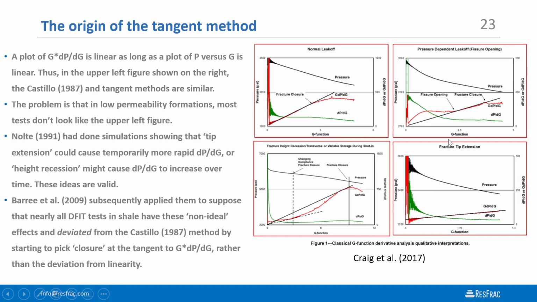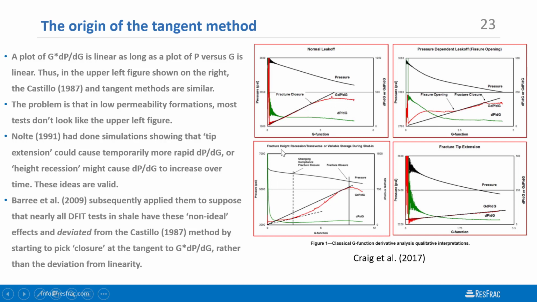Now, there's some other interpretations here. This fracture tip extension one here, sometimes we'll see a test where it looks like G times dP/dG goes up forever. The whole test, weeks it could go up. And they actually will argue that the crack has not closed, because if we don't see G times dP/dG get to the peak, the crack's still open. So that's the tangent method, which I will describe some problems.